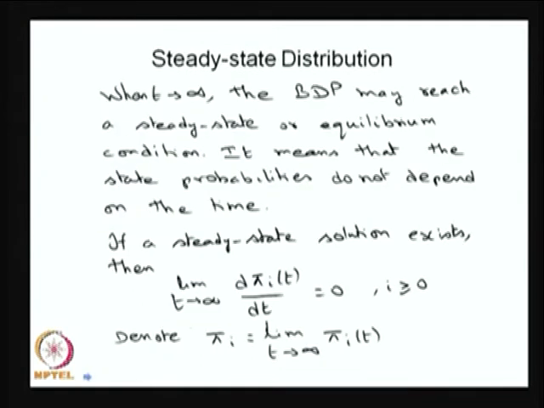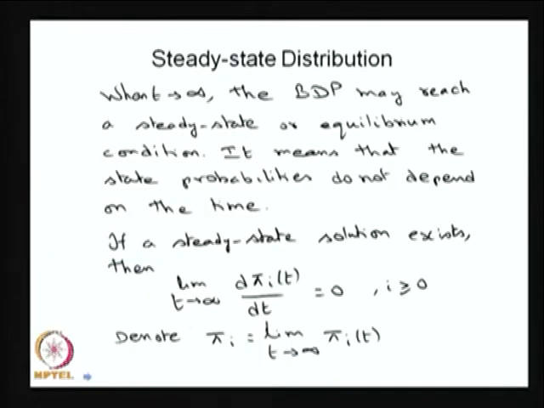Here I am discussing the steady state distribution. The way I have discussed the limiting distribution, that is, if the limit as t tends to infinity of the probability p i comma j of t exists, then it is called the limiting distribution. The stationary distribution for the DTMC is pi P equal to pi, with summation of pi i equal to 1. For the CTMC it is pi Q equal to 0 and the summation of pi i equal to 1. That is going to be the steady state distribution, the stationary distribution.